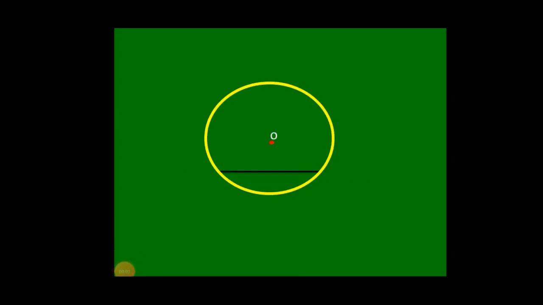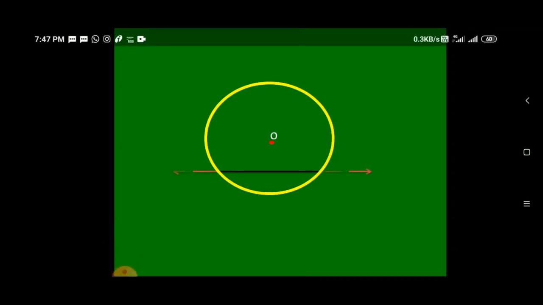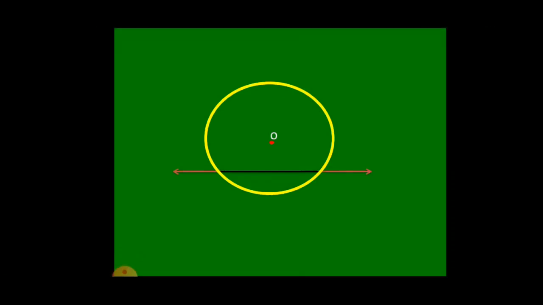Now, just stretch the chord from both sides. What we get is a line passing through a circle and intersecting the circle at two points. This is called the secant of the circle.